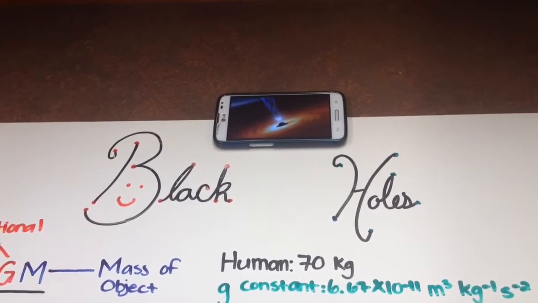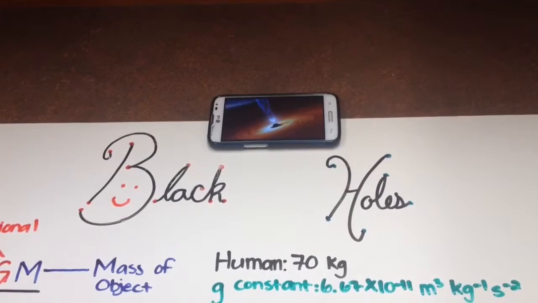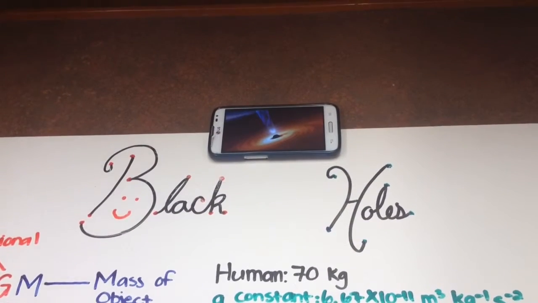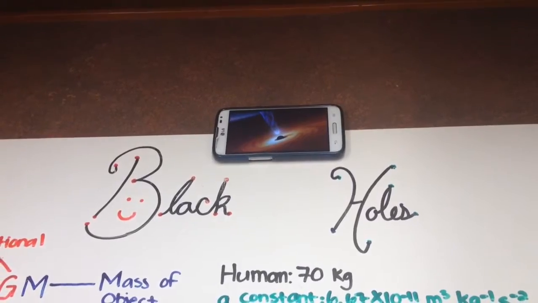Today we will be talking about black holes. So, what are black holes? Black holes are points in space where gravity is so massive that even light cannot escape the area. This is what makes black holes black.